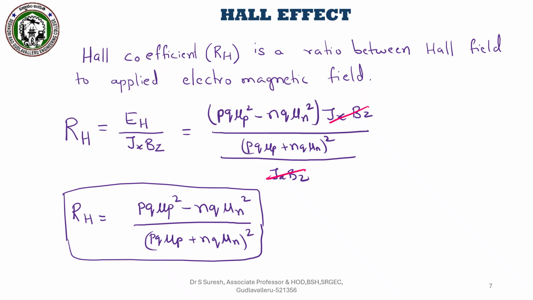If you define the Hall coefficient represented by RH, the Hall coefficient is a ratio between Hall field to applied current density and magnetic field. So what is the expression? RH is equal to Hall field EH to Jx Bz. So substituting the Hall field value, PQ mu P square minus nq mu n square into Jx Bz by PQ mu P plus nq mu n whole square, Jx Bz cancel. So the Hall coefficient value is equal to PQ mu P square minus nq mu n square by PQ mu P plus nq mu n whole square.